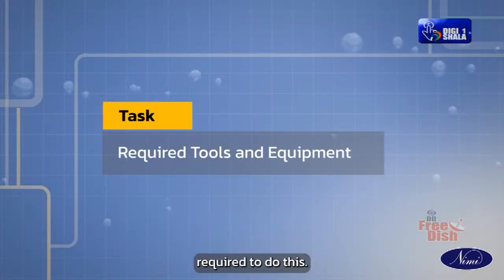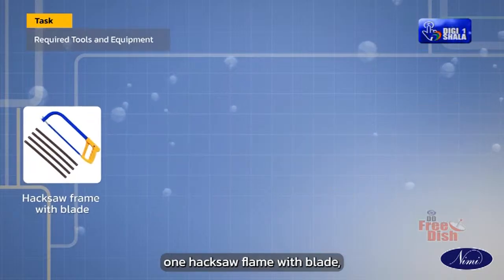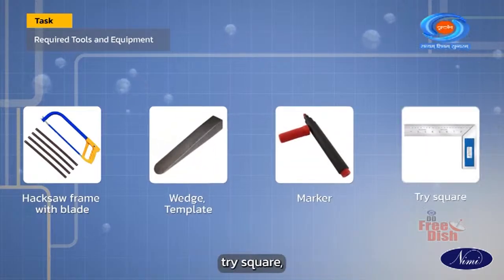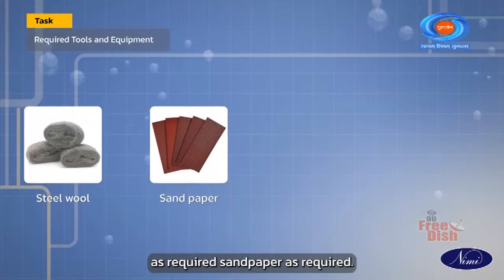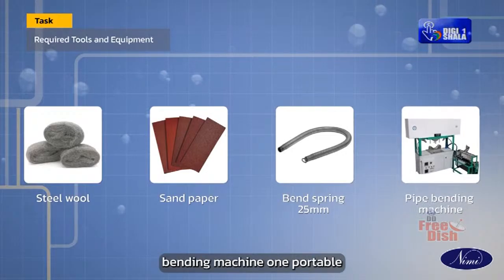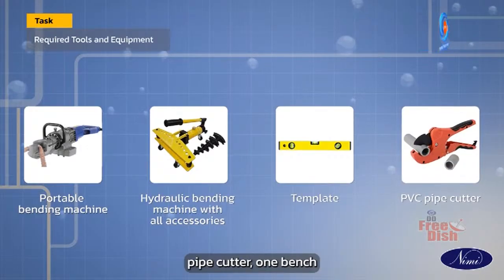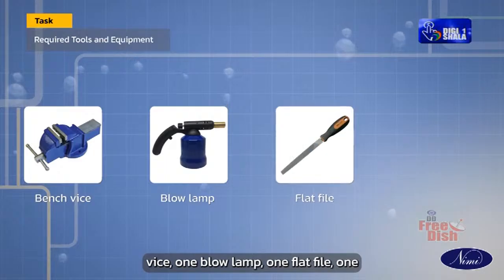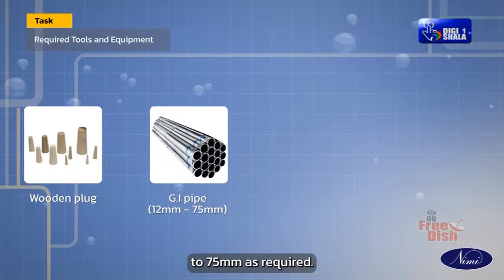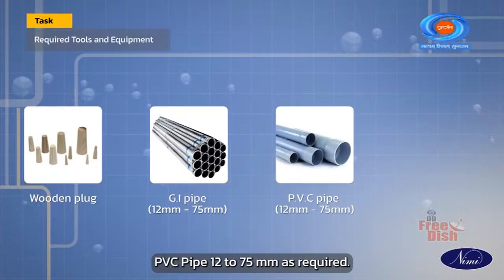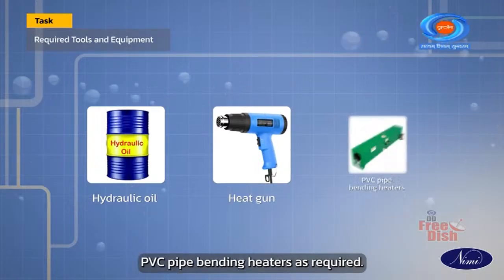Let us collect the tools and equipment required to do this. Steel rule 1, steel tape 1, cold flat chisel 1, ball peen hammer 1, hacksaw frame with blade 1, wedge template 1, marker 1, tri-square 1, soft hammer 1, safety glasses, a respirator, heat-resistant gloves, steel wool as required, sandpaper as required, bend spring 25 mm as required, pipe bending machine 1, portable bending machine 1, hydraulic bending machine with all the accessories 1, template as required, PVC pipe cutter 1, bench vise 1, blow lamp 1, flat file 1, cotton waste as required, wooden plug as required, GI pipe 12 mm to 75 mm as required, PVC pipe 12 mm to 75 mm as required, dry fine silica sand as required, hydraulic oil as required, heat gun as required, PVC pipe bending heaters as required.